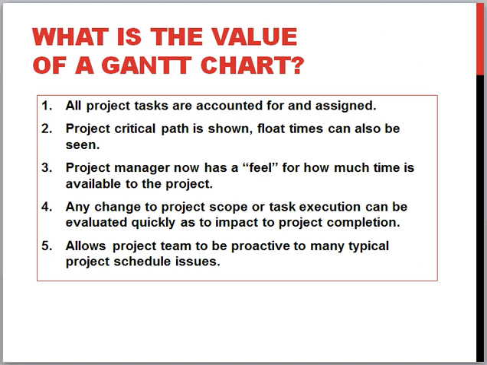The value of having a good Gantt chart: first of all, again, all project tasks are accounted for and assigned. Critical path is shown, and float times can also be seen on the bar chart calendar. Also, the project manager now has a feel as to how much time is available to the project, how much time is left to work the project. Also, any change in project scope or task execution can be evaluated quickly as to the impact to the project, and it also allows the project team to be proactive to many of the typical project schedule issues that will occur over the course of time.